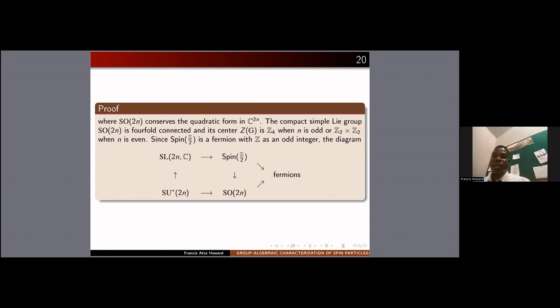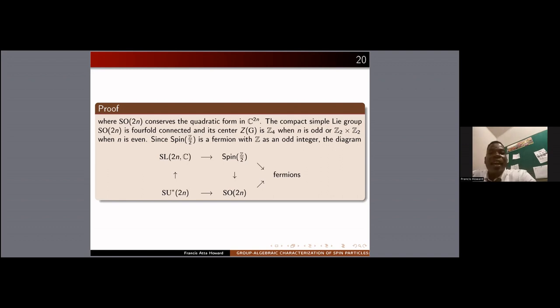We also see that the compact Lie group SO2N is fourfold connected, and this has been proven in the books of Helgason. He proved it looking at the Cartan list. Cartan also proved it in his work, showing that the SO2N, which is the compact Lie group, is fourfold connected, and it has a center, which is Z4. And when we consider the odd dimensions, we get a Z4, and when we consider even dimensions, we have Z2 by Z2.